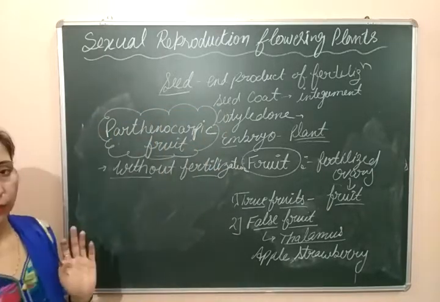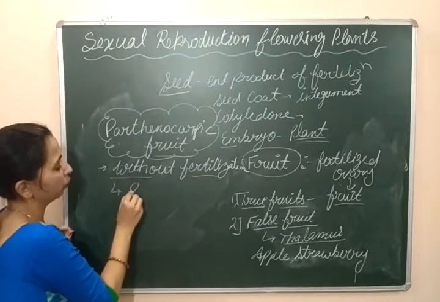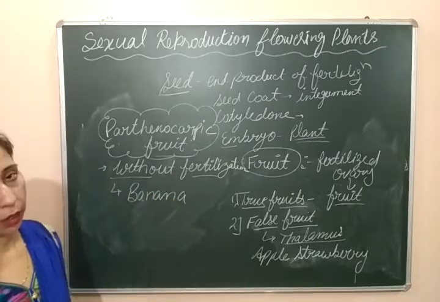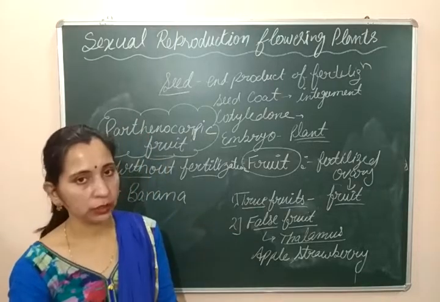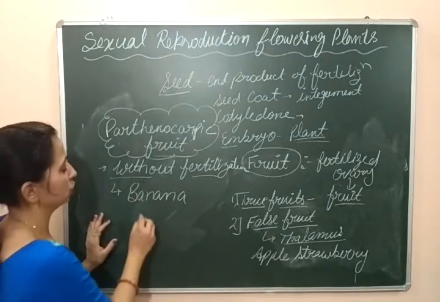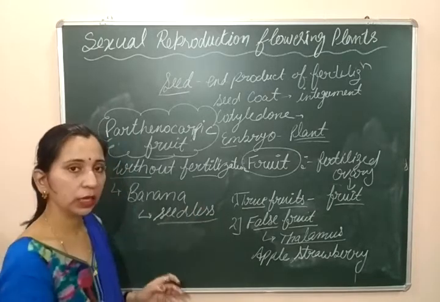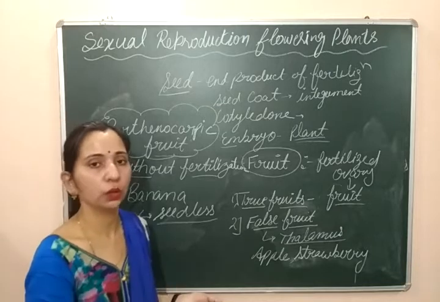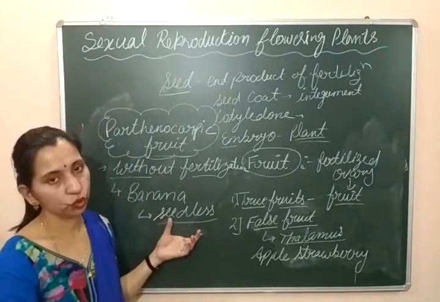An example of a naturally occurring parthenocarpic fruit is banana. Banana is a naturally occurring parthenocarpic fruit in which fruit forms without fertilization, and such fruits are seedless fruits. These fruits are seedless. Why do we call them seedless? Because there is no fertilization. If fertilization does not take place, then how can the seed be formed? Fertilization ही नहीं हो रहा, तो seed कैसे बनेगा? So these types of fruits are seedless fruits.